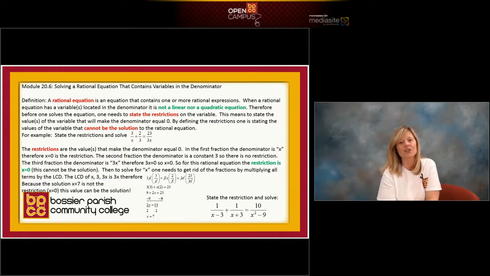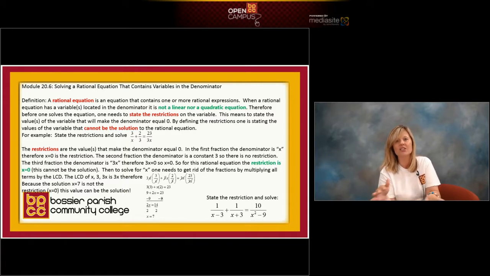The third fraction, the denominator is 3x. So again, 3 times what number would make the denominator become 0? So if you write it as an equation, 3x, take the denominator, set it equal to 0. If 3x equals 0, if I divide both sides by 3, x would be 0. So on this equation, you have one restriction. The one restriction is x equals 0.